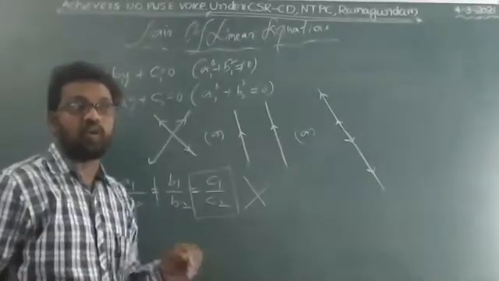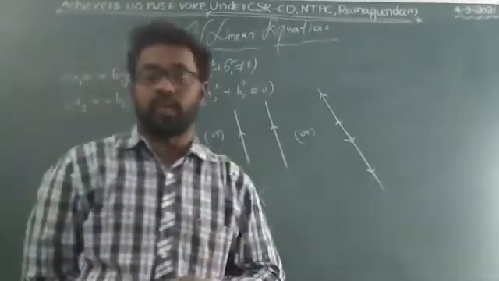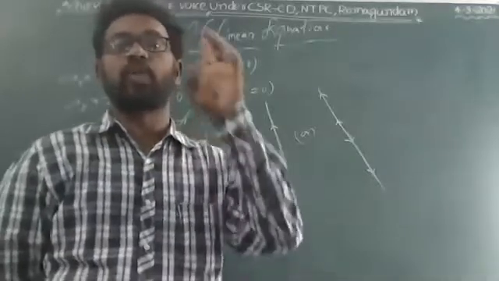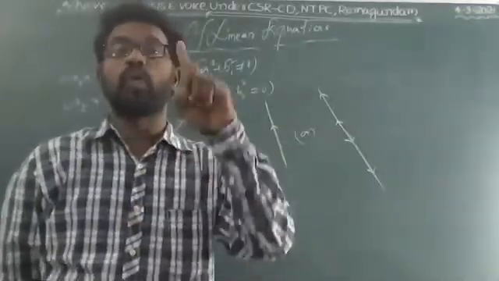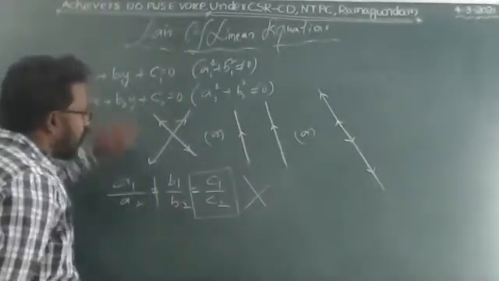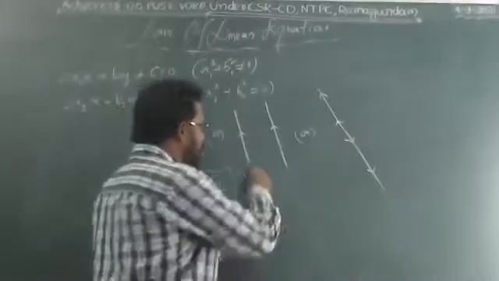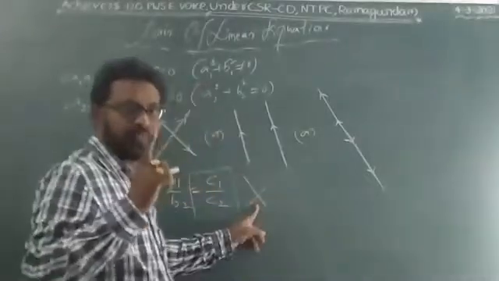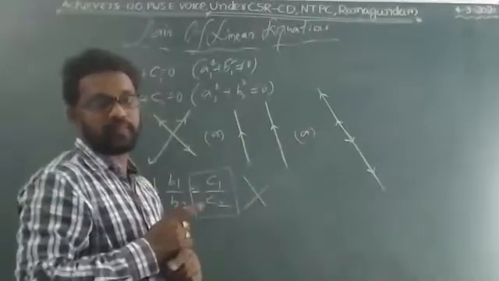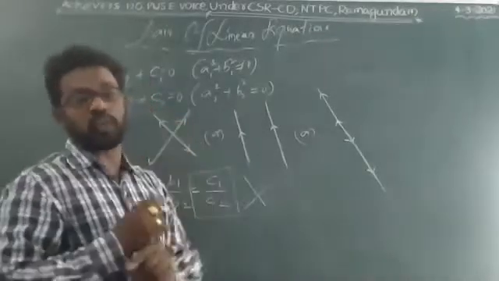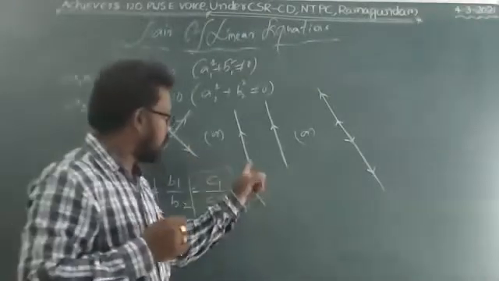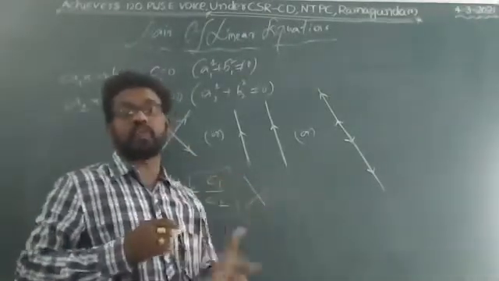And they will have a unique solution. Unique solution means only one solution you can see for these two equations, because they meet at only one place. So it is called a unique solution.